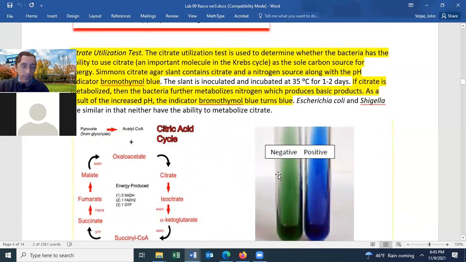The last test of the IMViC is the citrate utilization test. Here we're testing the bacteria to see if it can use citrate as its only carbon source. If it can use citrate, then it'll grow in the tube and turn the tube blue. If it can grow in the tube and use citrate, it'll also use ammonium, and it's probably the ammonia being produced that turns the tube blue. If it cannot use citrate, it will not grow in the tube and the color will stay green.